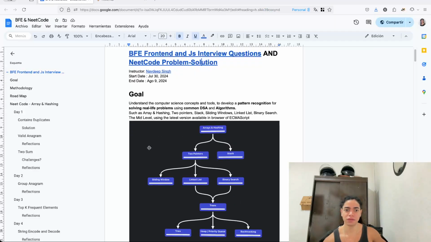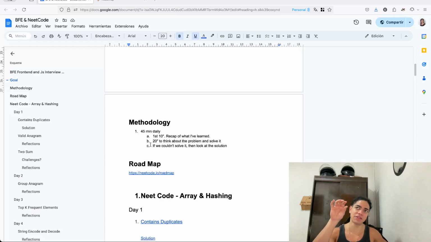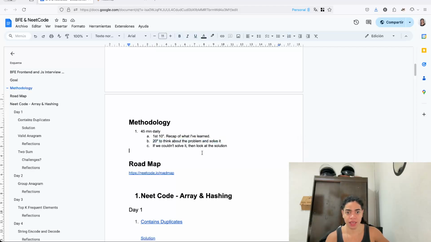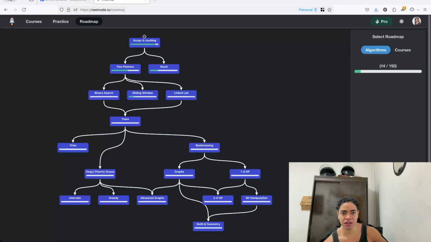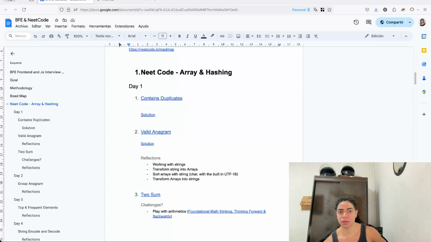But in today's video the methodology is that we're gonna take at least the first 10 minutes to describe how we got here and what problems we already solved, all right, and then 20 minutes to think about this particular problem, which is great. And if we couldn't come up with some sort of solution, understand how we can solve it by looking at the solution. So first things first, we look at several problems in the array section.